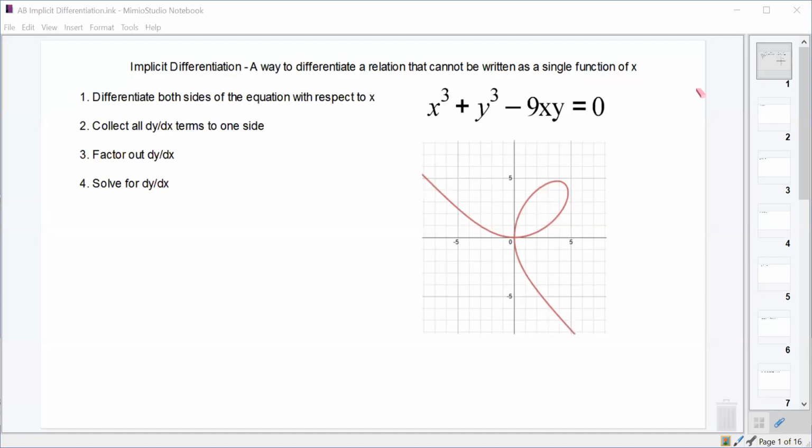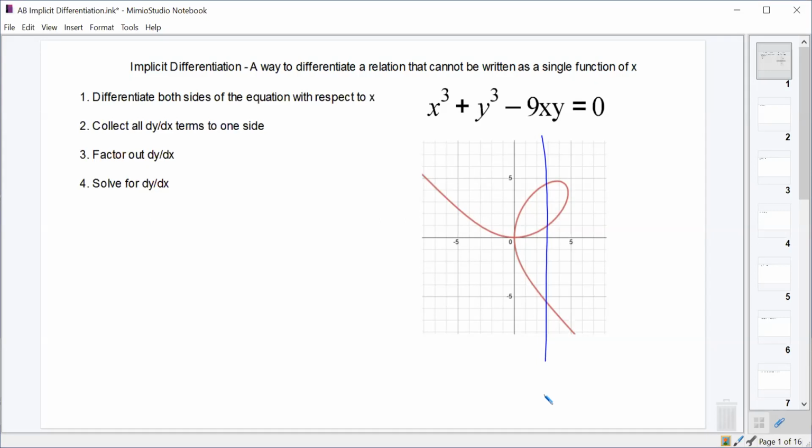Implicit differentiation is just a way to find the derivative, or to find dy dx, of an equation that we can't write as a single function of x. So something like x cubed plus y cubed minus 9xy equals 0. With any luck, you should know that this does not pass the vertical line test and is therefore not a function, which means that it cannot be explicitly written as y equals something all in terms of x.